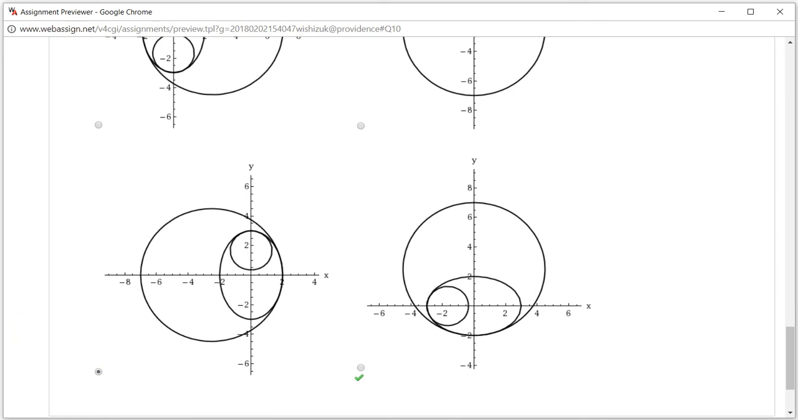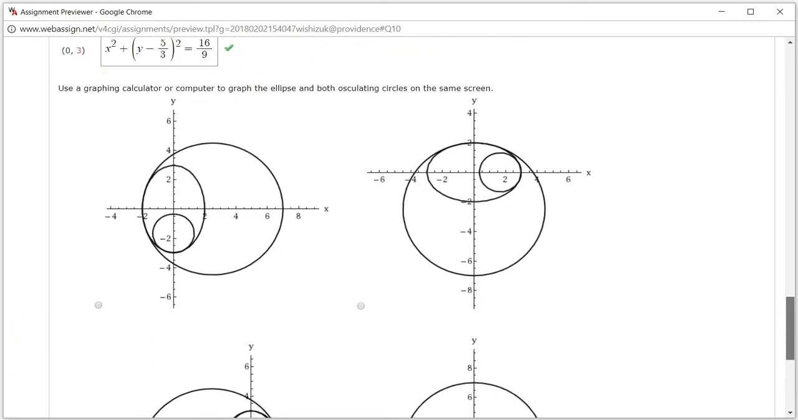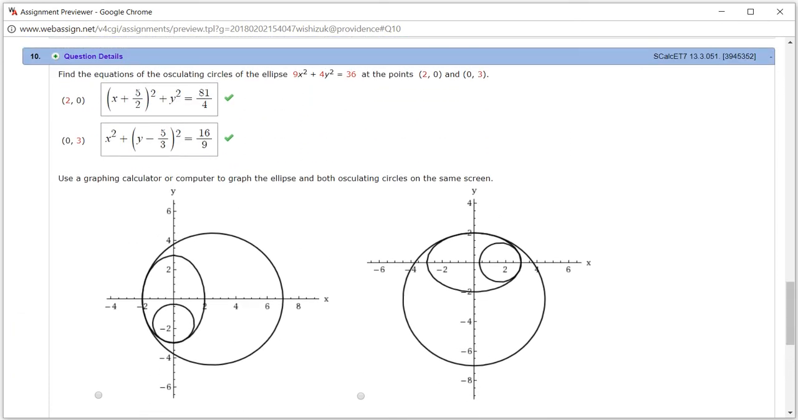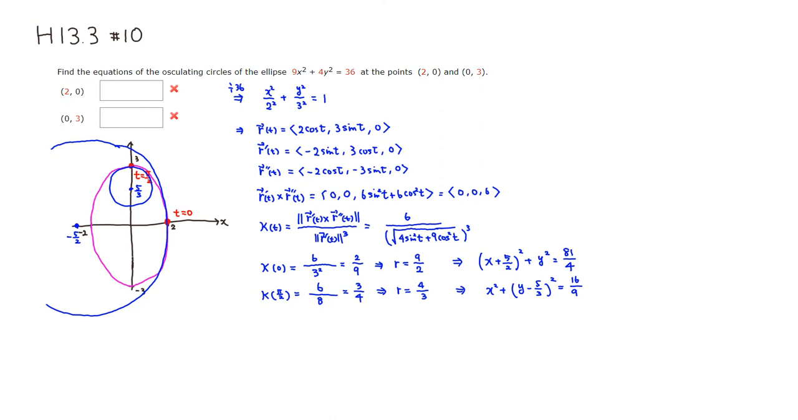All right, it came back and looks like we got the correct picture as well. All right, that's it. I hope that this was clear.